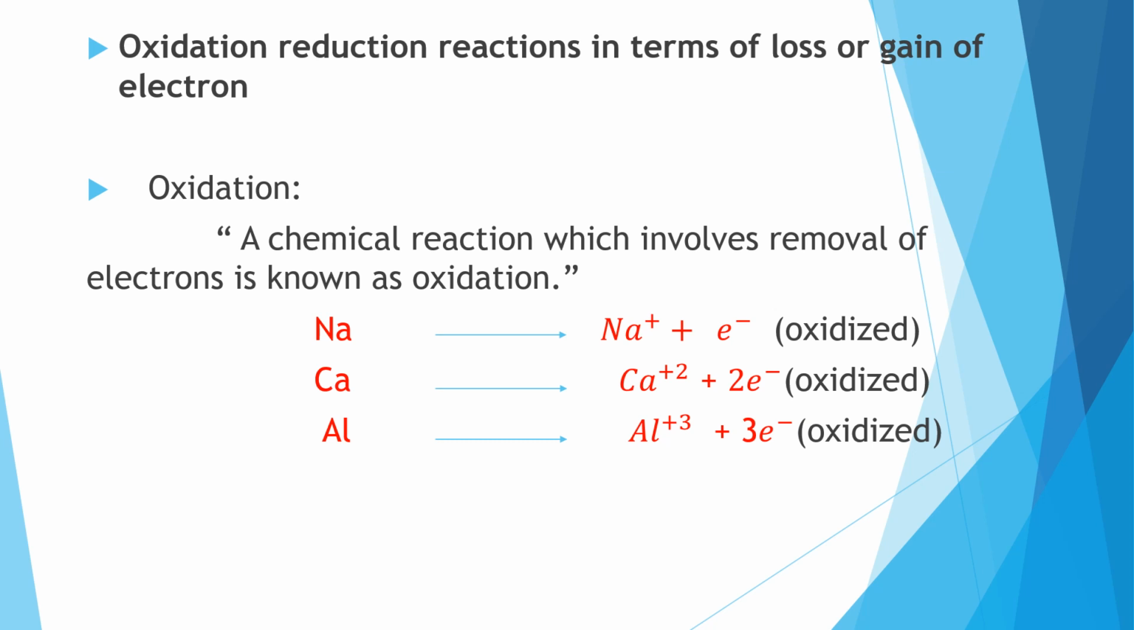It loses its two electrons to give Ca2+ ions. Ca is oxidized and the process is known as oxidation. Aluminium, which is present in group 3A of the periodic table, has 3 electrons in its outermost shell. It will lose its 3 electrons to become Al3+ ions and the process of oxidation takes place. In all of these examples, all 3 elements are oxidized, because removal of electrons is known as oxidation.